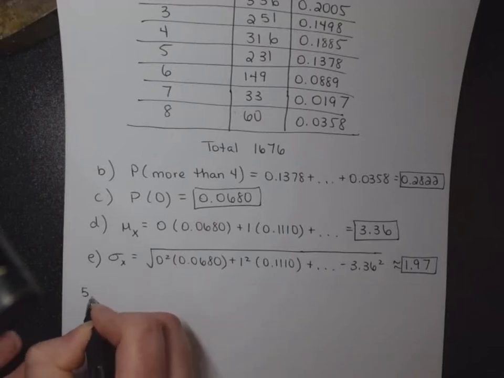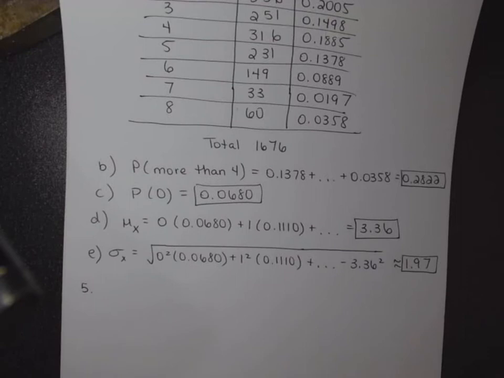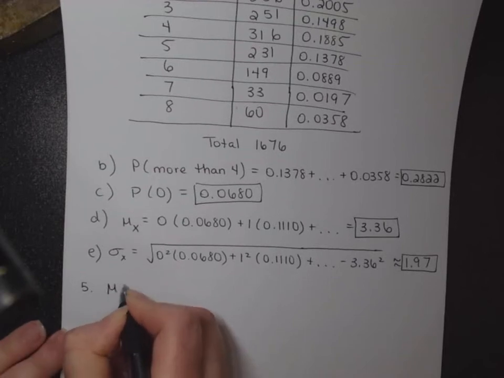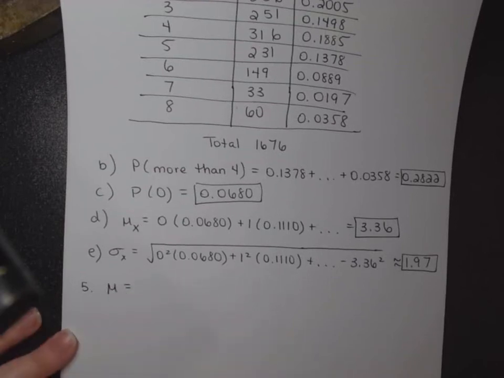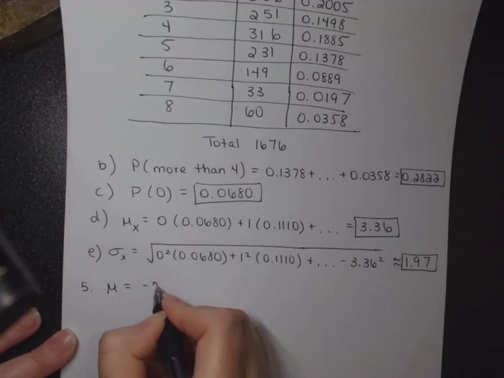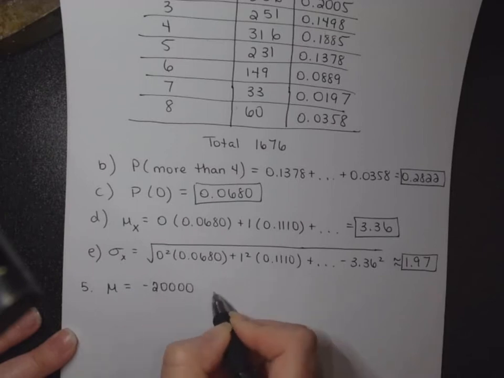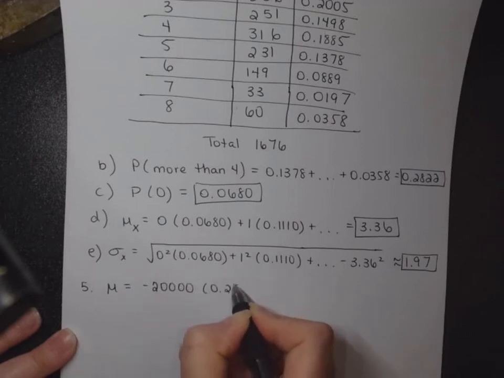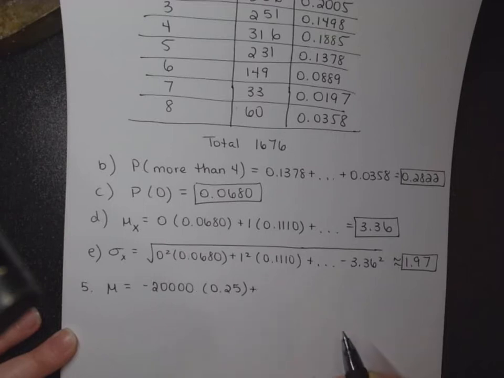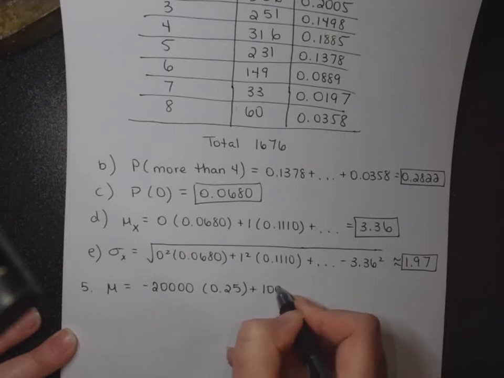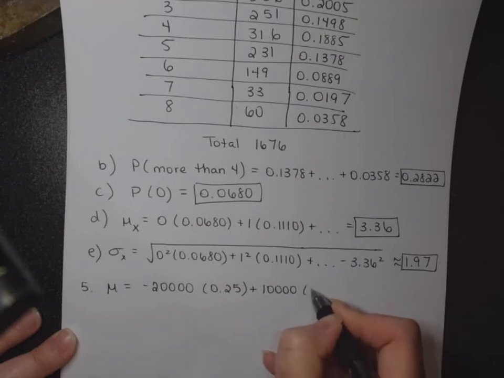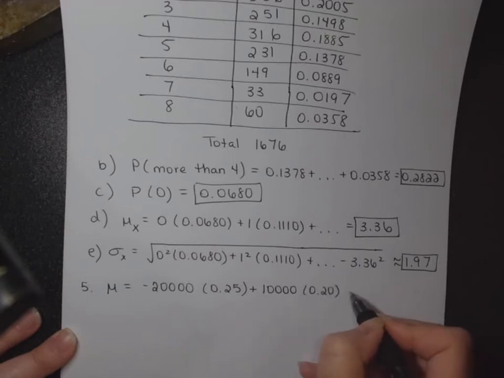All right, number 5. So we did one like this in class where you had to find the expected value of a scenario, maybe a real life scenario. So we want to find the mean. It's a weighted mean, so you need to run through the list of possibilities. There are 4 possibilities, sorry. The first one is that you lose $20,000. So notice you have to make the $20,000 negative, and you have a 25% chance of that happening. But then the next chance is that maybe you make a $10,000 profit. That has a 20% possibility.